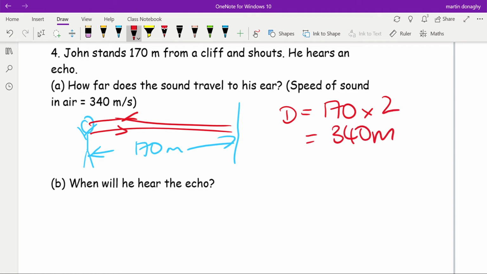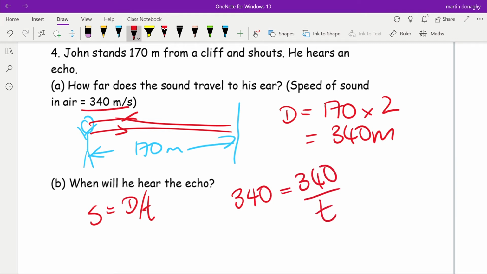When will he hear the echo? Speed equals distance divided by time. So we're trying to find time this time, but the speed is 340 from up here. The distance is also 340. Therefore, a bit of rearranging gives us that the time will be 340 divided by 340, which is just 1 second.